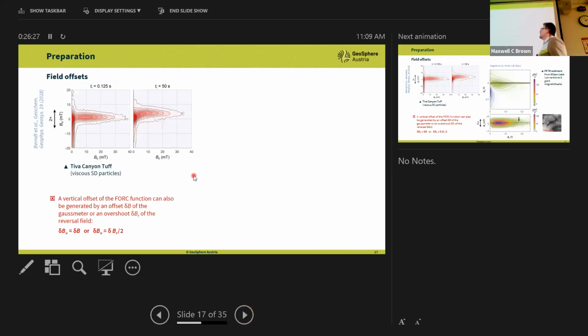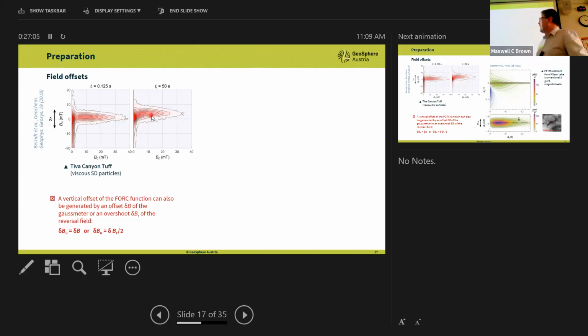Then the reversal field is also controlling the offset of the central ridge. You see here, these are viscous, non-interacting single domain particles from the Tiva Canyon in a paper by Bernd and others, and you see that it is offset vertically. And this vertical offset is due, in this case, to thermal activations. In the right example, it is quite large, something like 3-4 millitesla. It's almost never seen in nature, such a large offset.